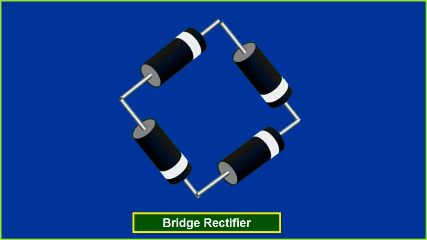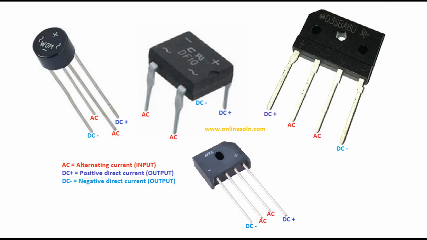Full-wave rectifier diode: a full-wave rectifier circuit uses four rectifier diodes arranged in a bridge configuration, commonly known as a bridge rectifier. This arrangement allows both the positive and negative halves of the AC input waveform to be rectified, resulting in a more constant and smoother DC output compared to a half-wave rectifier. The full-wave rectifier is more efficient and commonly used in power supplies.